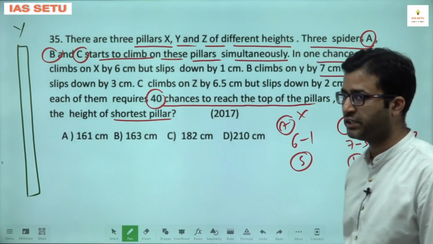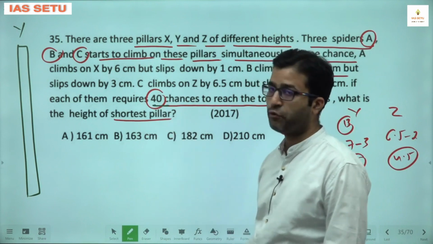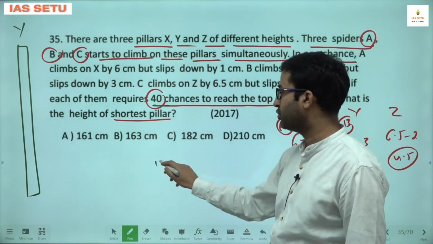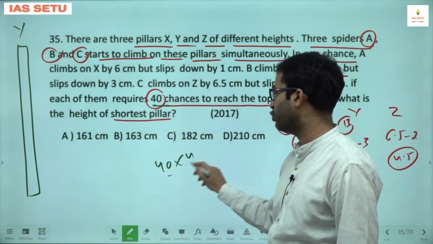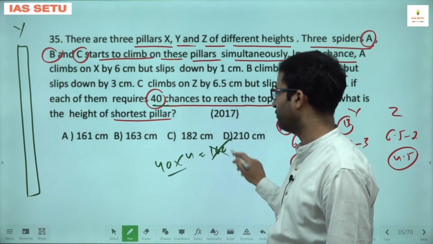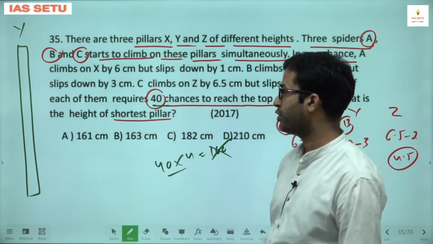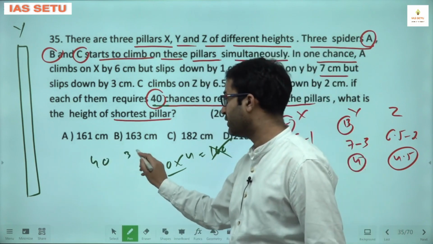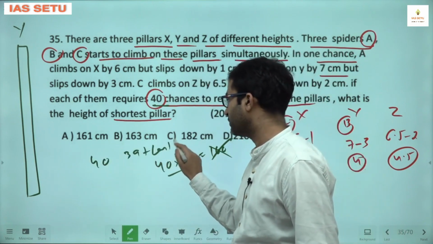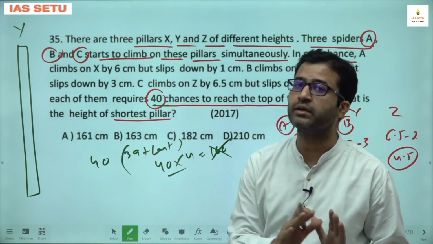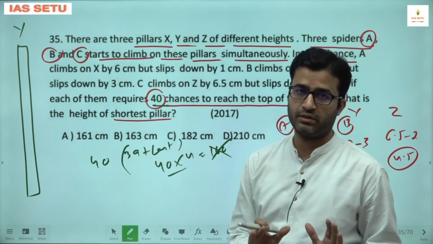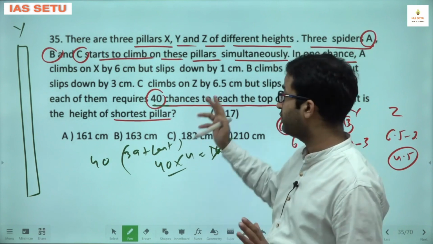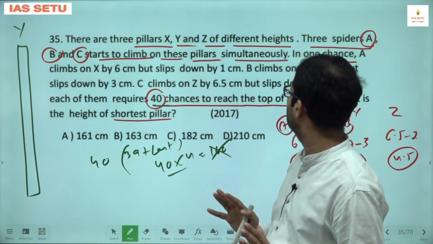Every chance 4 centimeter. Total number of chances 40. In this question, some students do 40 into 4, they get answer 160, but it will be wrong. So what you have to do, you have to divide these 40 chances into 2 parts, 39 chances plus the last chance, because the last chance is a special one in the journey of this spider.